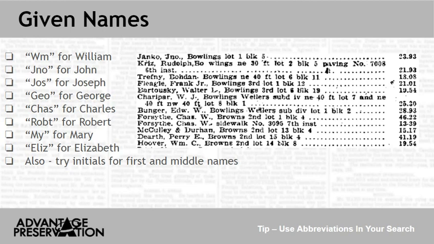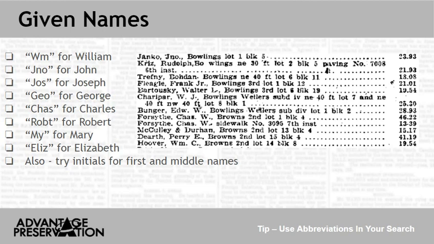So, especially with older newspapers, abbreviations of given names were often used. In fact, more than likely, you would see the abbreviation more so than you would see the full name. So over here on the list are some examples. G-E-O for George, J-O-S for Joseph, R-O-B-T for Robert, E-L-I-Z for Elizabeth. And also, you might try initials as well.